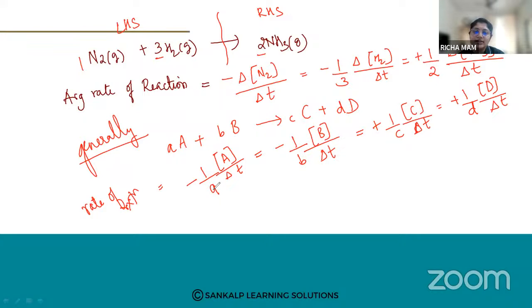This is the general form, and the coefficients can be any number. When the stoichiometric coefficients are different, we apply it like this. For the average rate of reaction, we have seen two cases: one where the stoichiometric coefficients are the same, and another where the stoichiometric coefficients of reactants and products are different. Is it clear? So these are the two conditions.